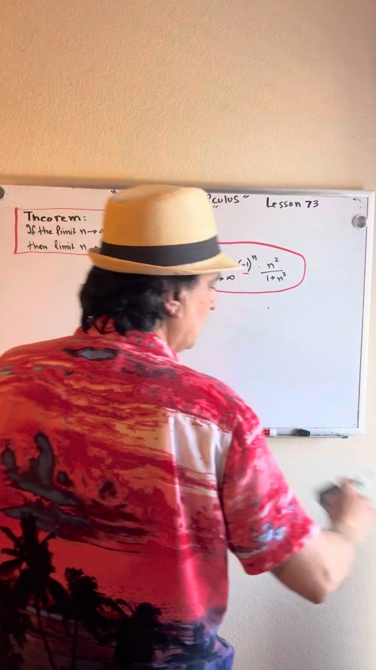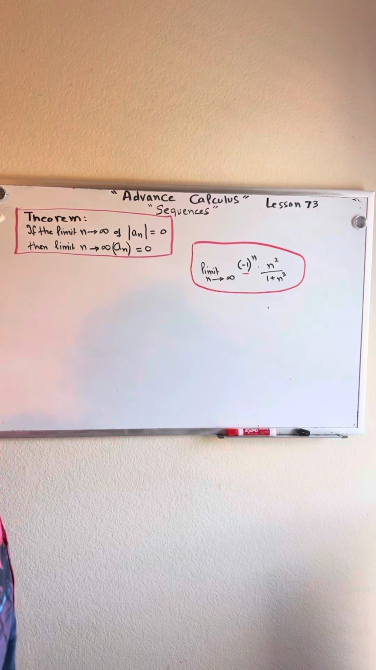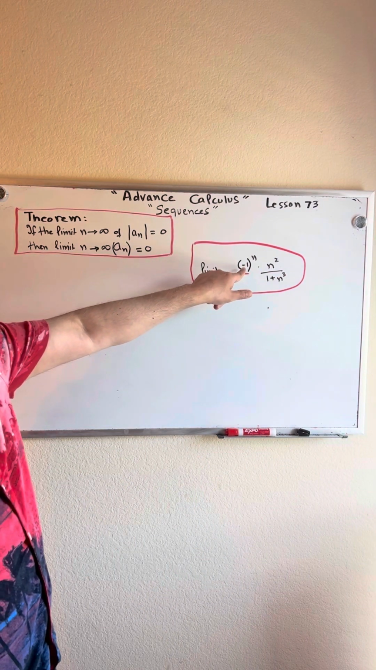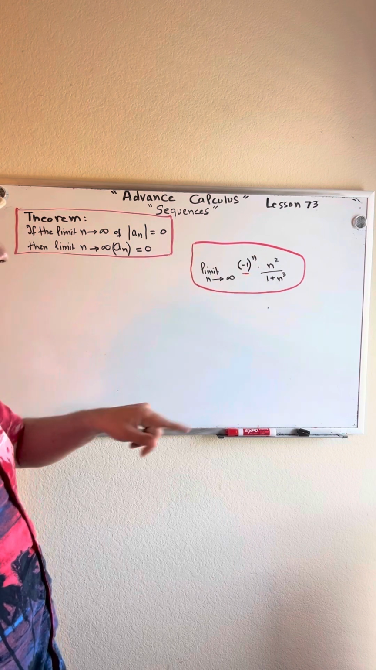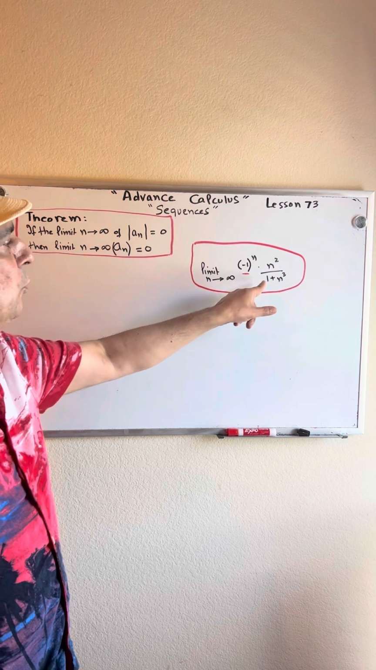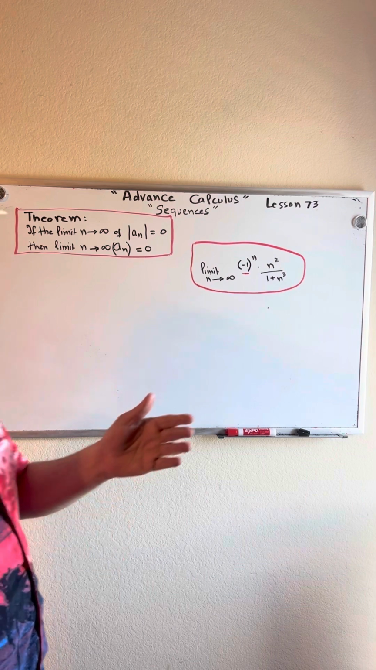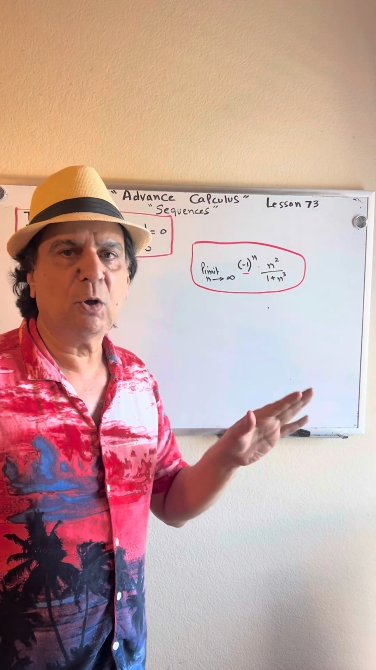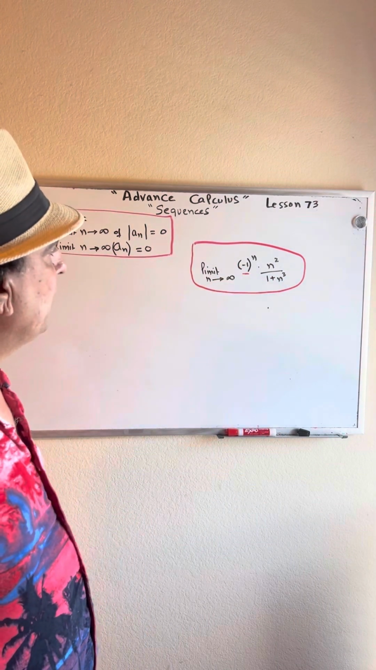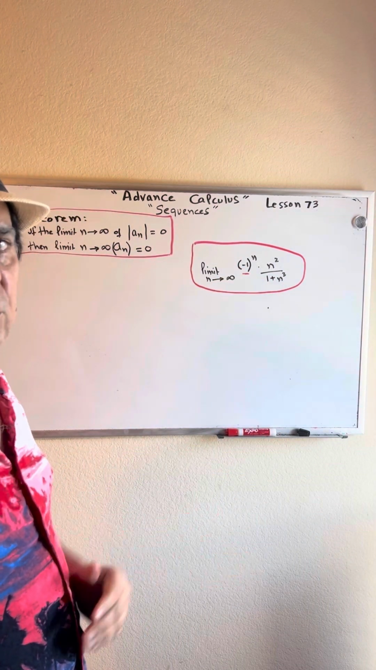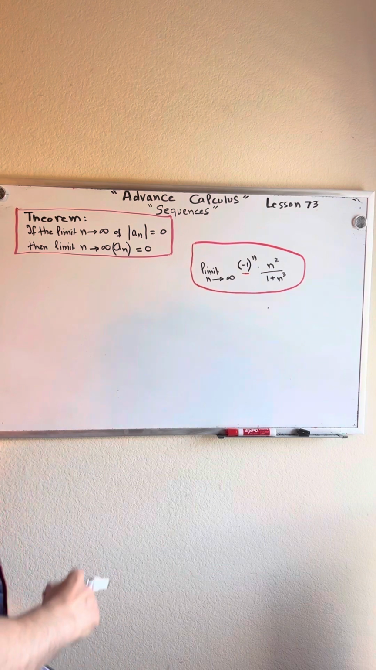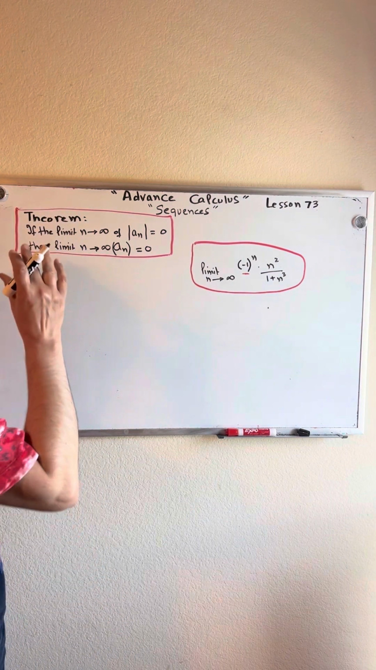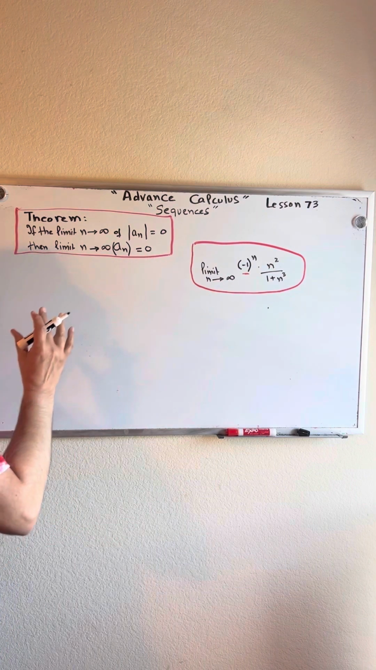So this is the problem on the board right here. You have the limit as n goes to infinity of -1 raised to the power n, times n squared over 1 plus n cubed. In the past, we've been solving sequence problems where everything was positive. But in this case, we have a -1. So what we do is we keep this theorem in mind and we take the absolute of this.